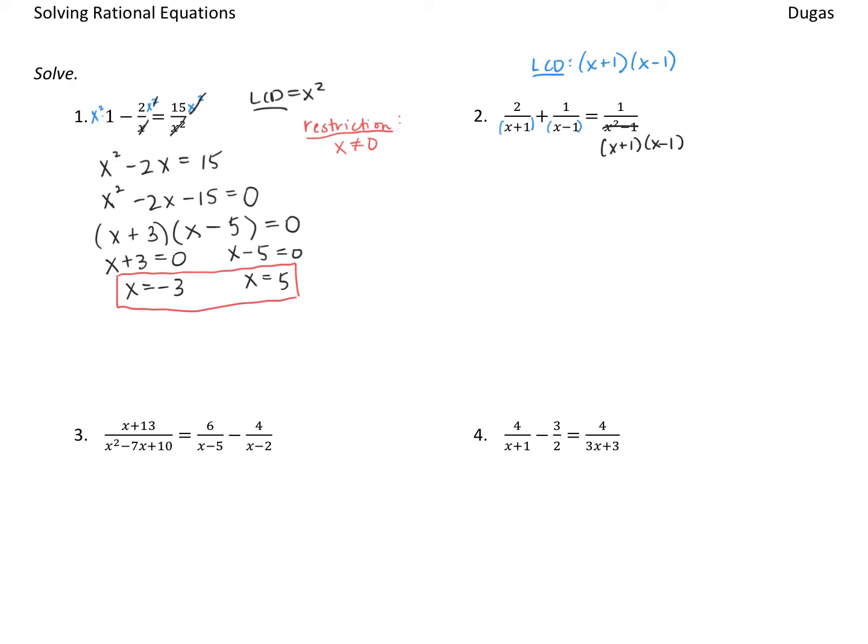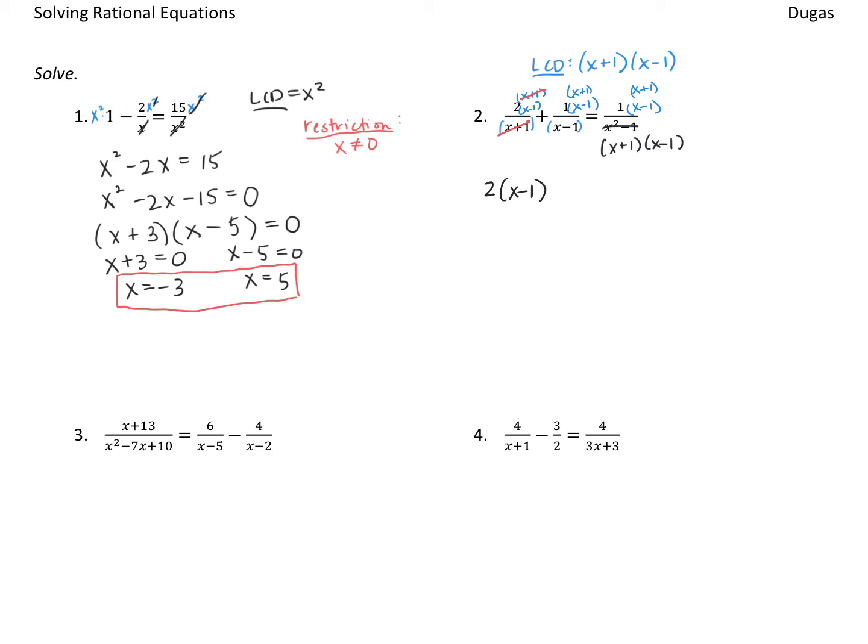So what I'm going to do now is distribute that. I'm going to multiply each term by the LCD. So each term gets multiplied by x plus 1, x minus 1. I should be able to cross out all of my denominators. If I can't, that means I did not pick the LCD. So x plus 1's cancel out in the first fraction, and it will leave a 2 times an x minus 1.